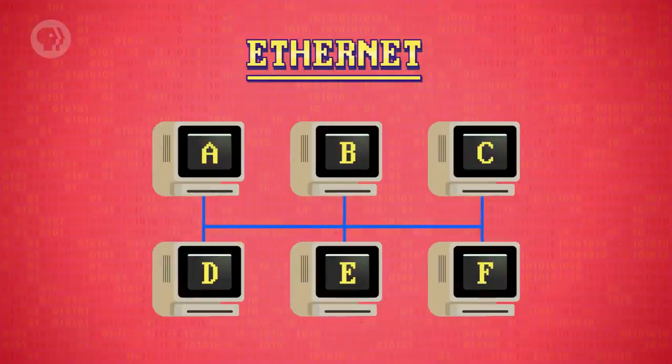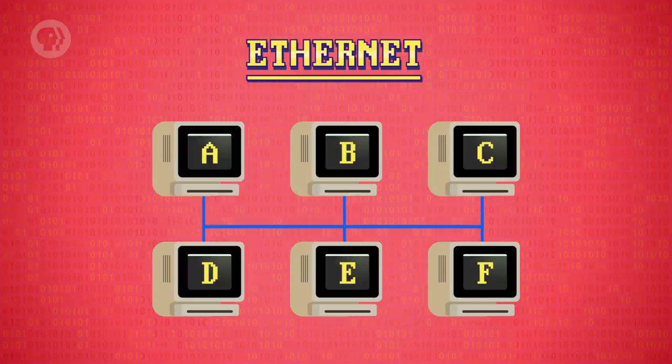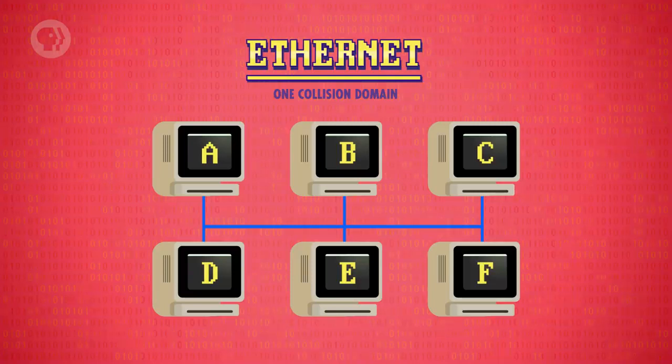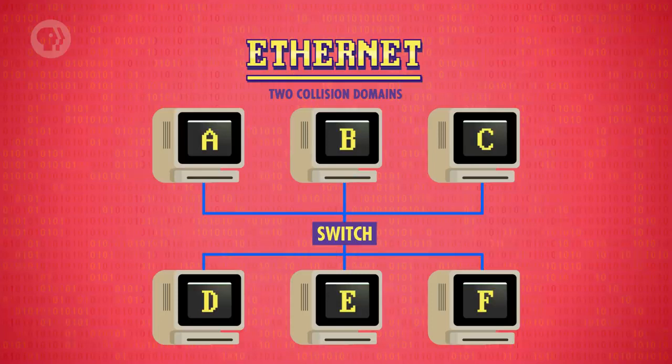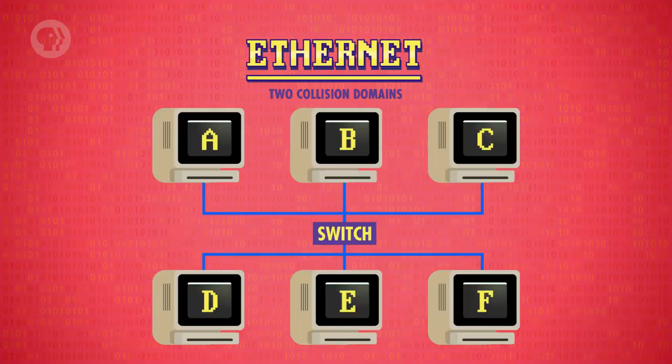Let's go back to our earlier Ethernet example, where we had 6 computers on one shared cable, aka one collision domain. To reduce the likelihood of collisions, we can break this network into 2 collision domains by using a network switch. It sits between our 2 smaller networks and only passes data between them if necessary. It does this by keeping a list of what MAC addresses are on what side of the network.